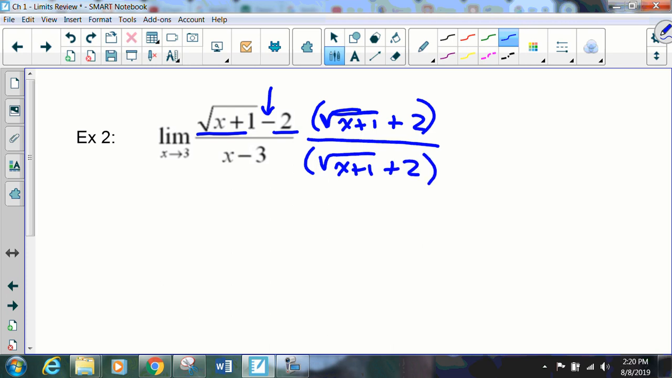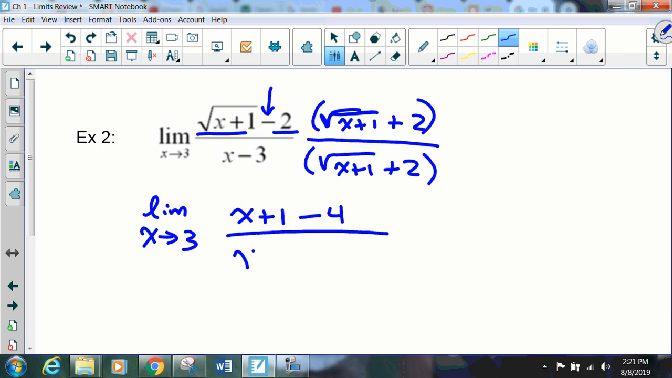So here we go. I'm going to remind myself that I'm in a limit problem by rewriting this part. And then I know when I multiply a binomial times its conjugate, the cool thing is that the two middle terms cancel out. So root x plus 1 times root x plus 1 is x plus 1. Negative 2 times 2 is negative 4. I have learned in all my years of math that when I multiply the numerator and the denominator by a conjugate, I do not distribute the denominator. I never get rewarded for that. In fact, you get punished.